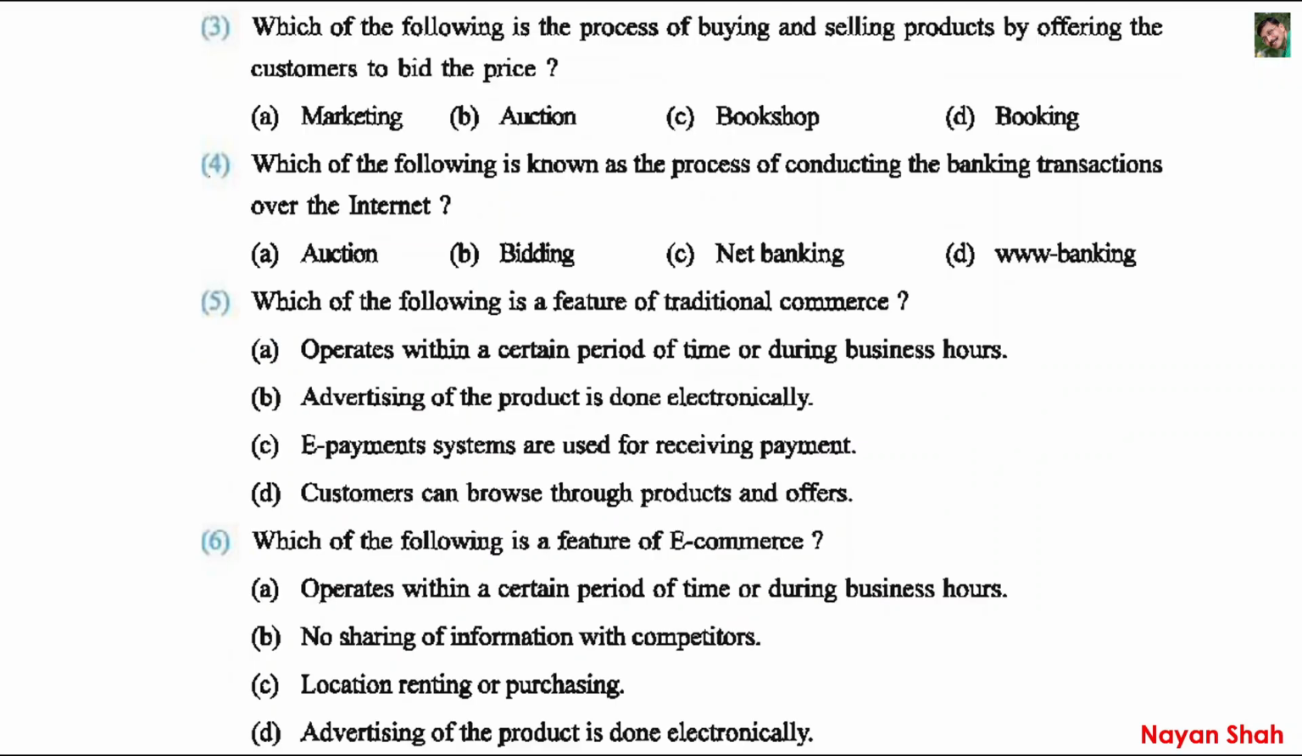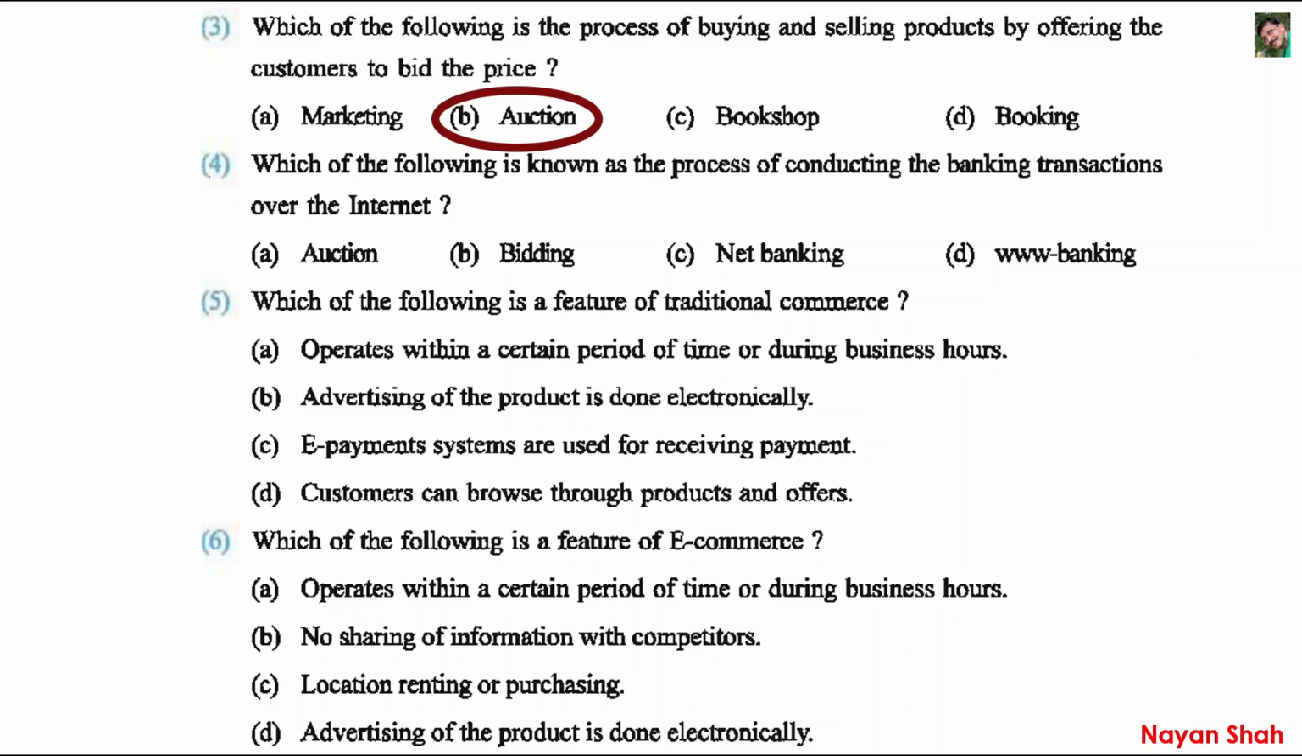Moving over to question number 3, chapter 4. Which of the following is the process of buying and selling products by offering the customers to bid the price? It is a kind of website where customers can bid for the price of different products, and if the seller wants to sell that item for the price bid by the customer, they will sell it. Such a website or process is called auction, that is harraji.